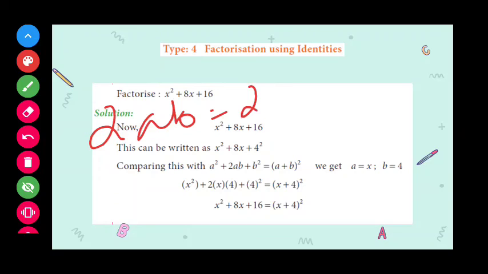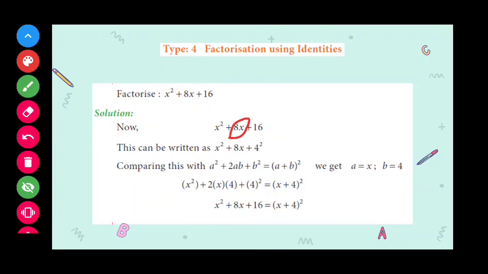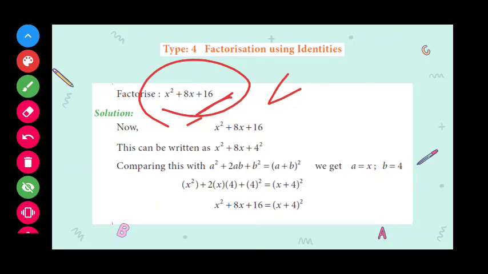Then this 2ab is equal to 2 into 4 into x, which is equal to 8 into x. So that is how you got 8x in the middle. So the first thing after getting such kinds of question is how to write this expression in terms of an identity. You should check for square numbers at the end. You all know what square numbers are. 4 is a square number, 16 is a square number, 9 is a square number, 25 is a square number, 36 is a square number.